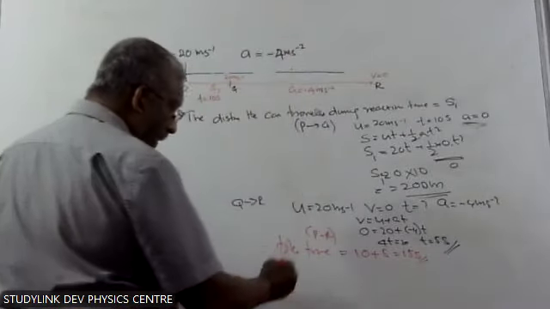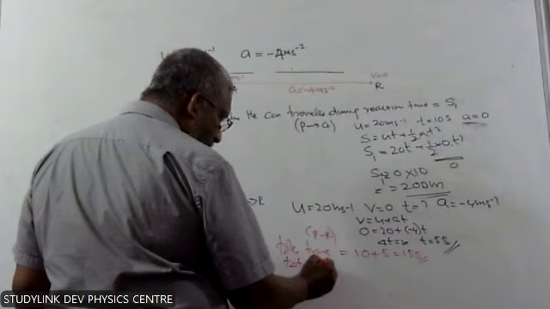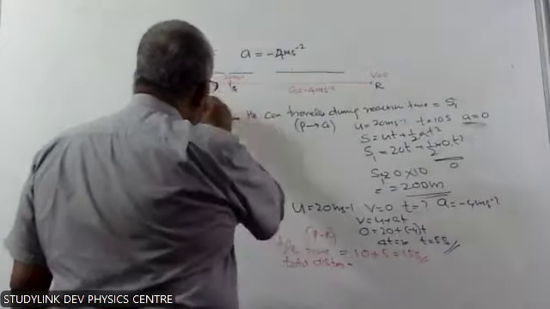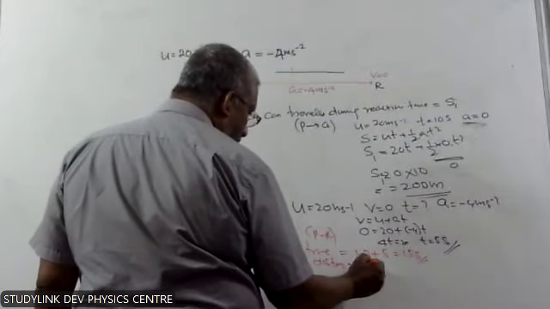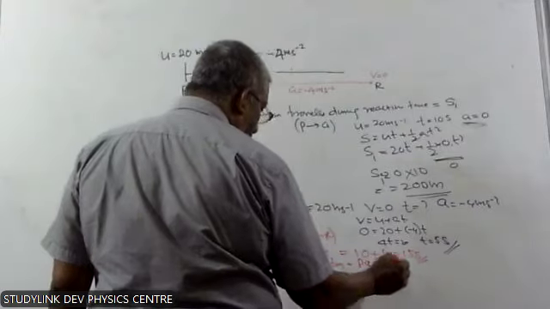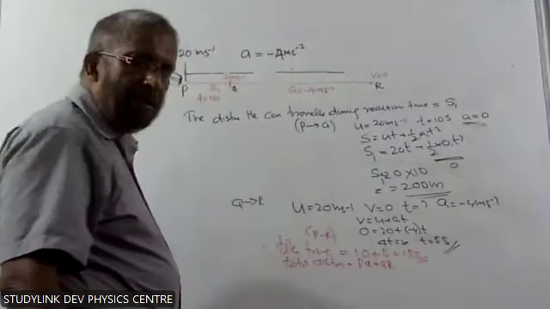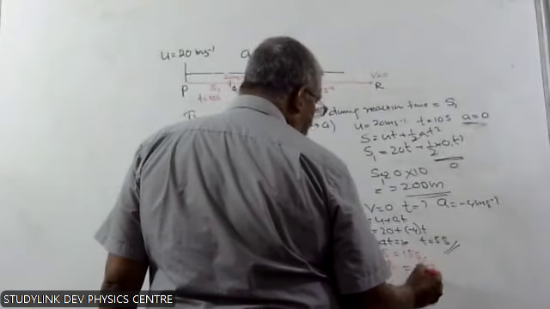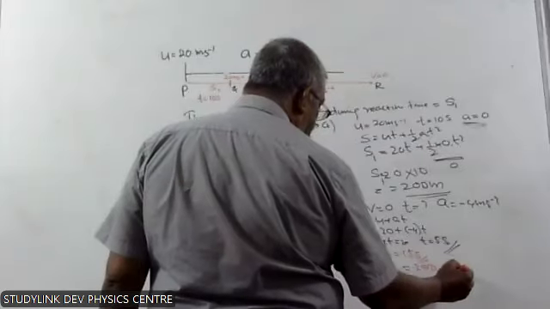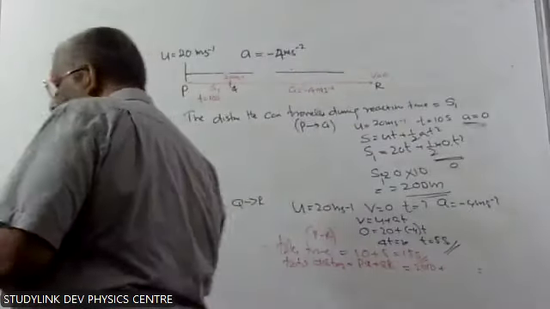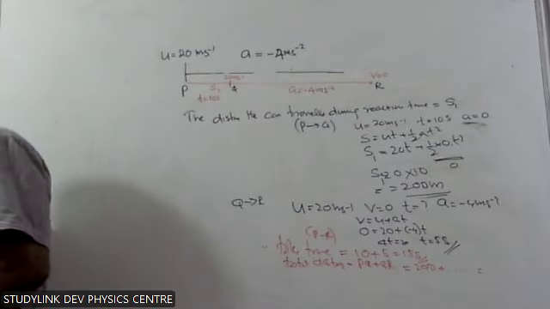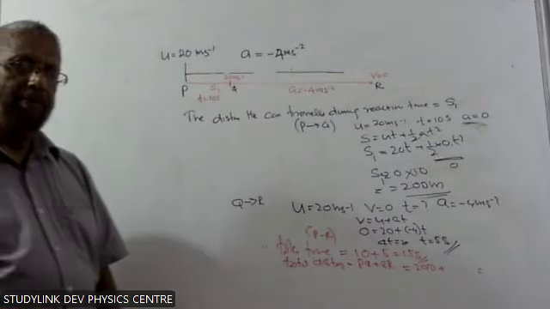So total distance, the distance it travels is P to Q plus Q to R. Q to R is the same as the previous part. So therefore, PQ is 200 plus the early answer, add and get the answer. Try to understand, after the reaction time, the question is the same. Previous question and this question both are the same.